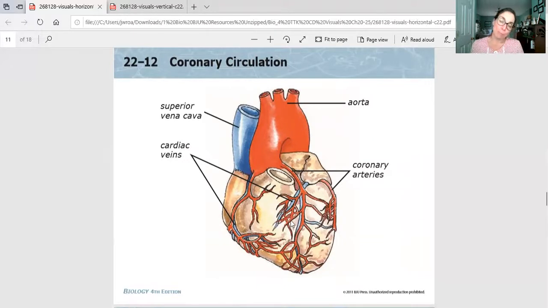So that's why one part of heart health is making sure that we do things that allow our coronary arteries to remain healthy. Okay, so that's the different paths of circulation.